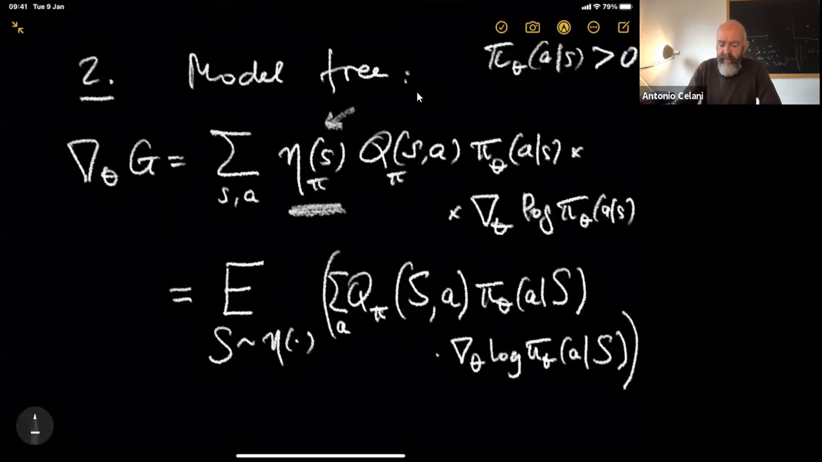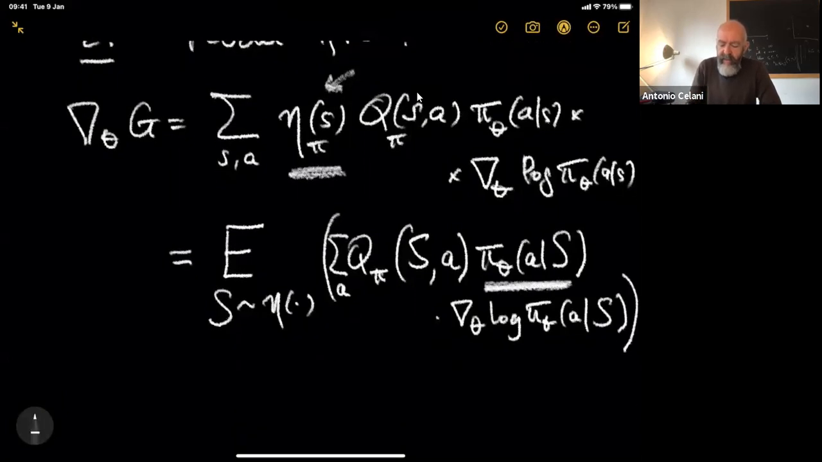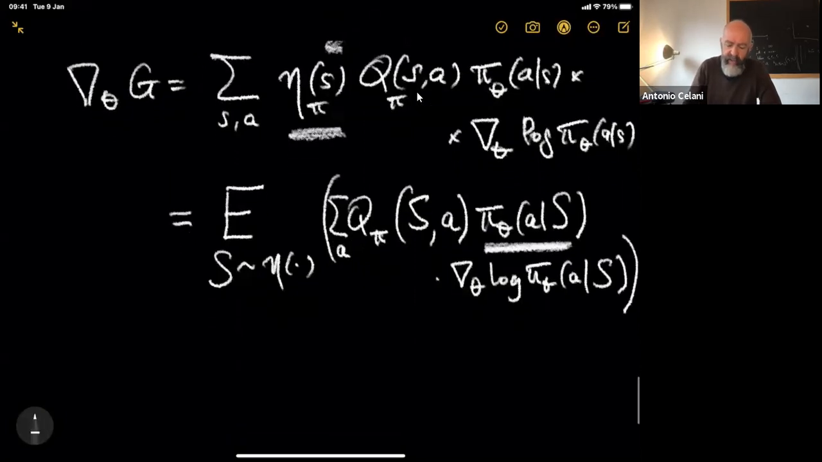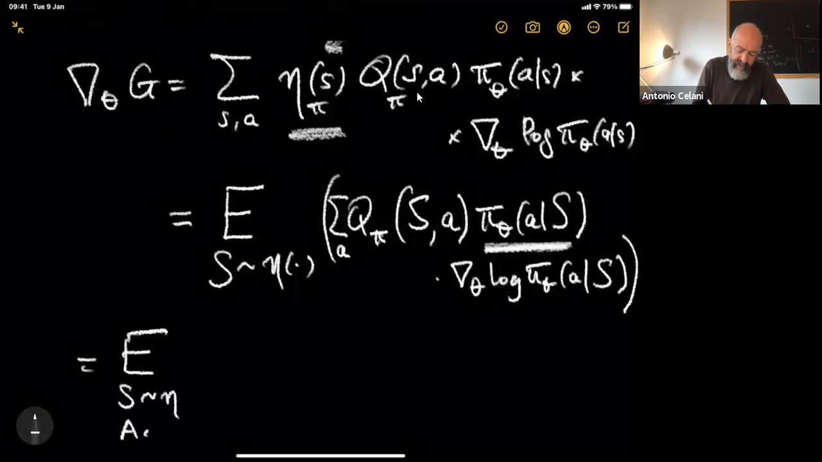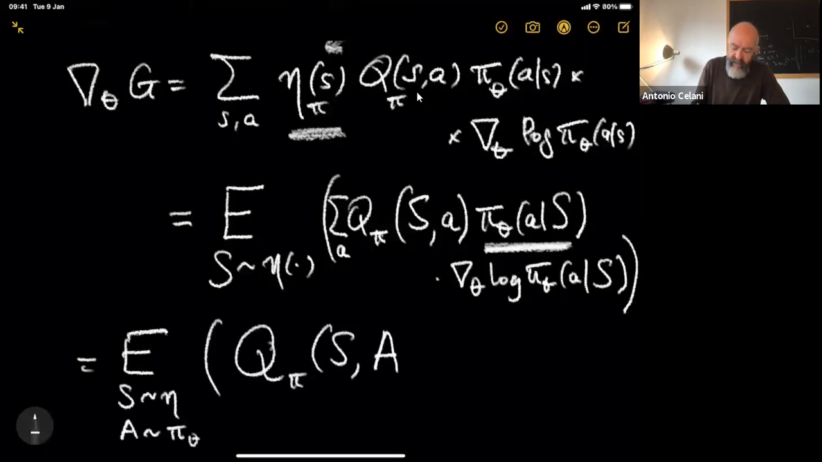And then I take the second step, because there is a policy here. So this sum over actions which are weighted by their probabilities is an expectation value itself. So this is also equal to the expectation value over states taken from this distribution eta and over actions taken according to the policy pi theta, of what? Of Q pi, now over a certain pair of states and actions that are sampled, times the gradient of theta of log pi.